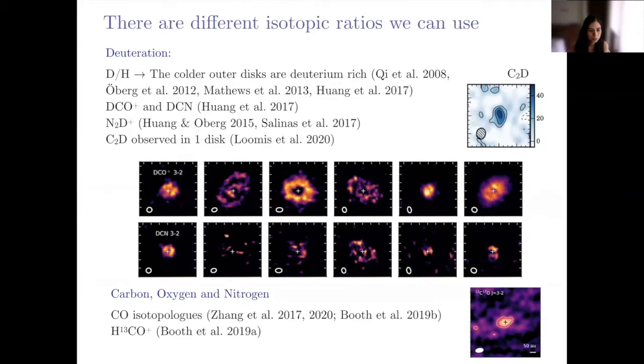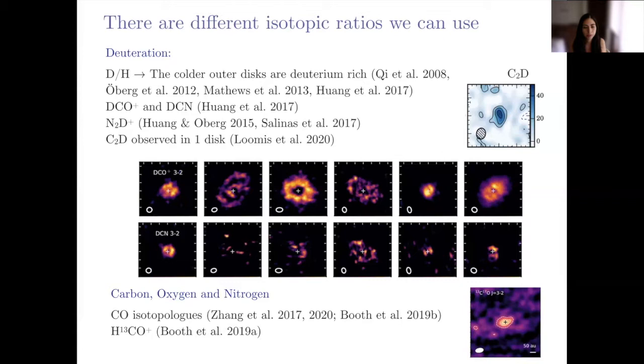In general, for deuteration, we find that the disks are enriched in deuterium. There are very high values of deuteration when you measure DCN over HCN and DCO+ over HCO+, for example. When we look at other fractionation ratios, for example, in carbon and oxygen, it's a little bit more difficult to measure.